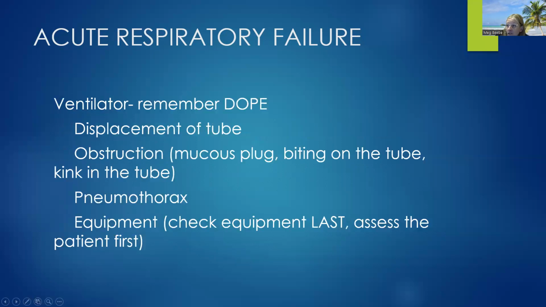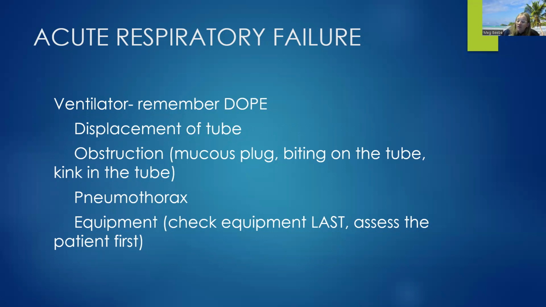Okay, with acute respiratory failure, if we have this patient put on a ventilator, we want to remember the acronym DOPE. DOPE helps us troubleshoot what could be going on with a ventilator if we're having any issues. So if we have a displaced tube, you want to watch out for that. Is there some type of obstruction? That would be the O portion. So do we have a mucus plug? Do we have the patient biting on a tube? Do we have a kinked tube?